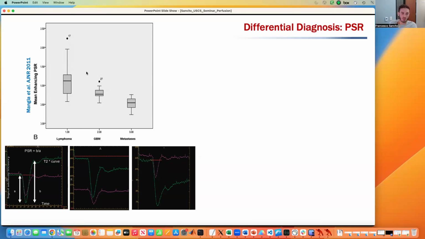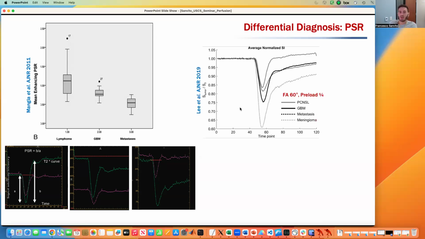And this is a historical article where they're using a very T1 sensitive sequence with flip angle 90 and no preload. There's an article showing that with 60 degrees and 1/4 preload, so not really a full preload, but just 1/4 of preload, you still see some differences between lymphomas and glioblastomas. However, probably the accuracy of differentiation is already softer than in fully PSR optimized protocols.